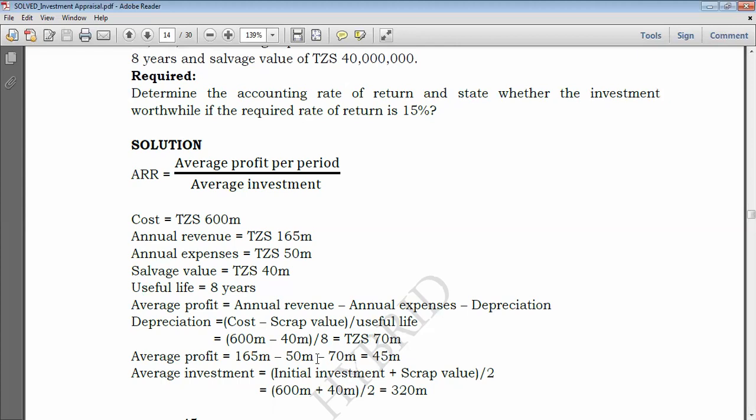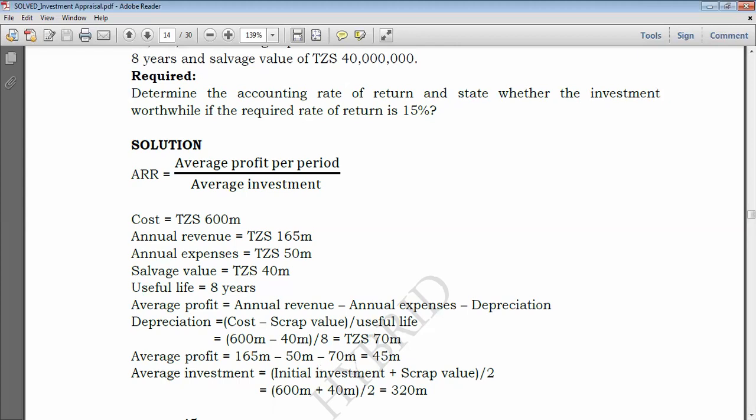So after having average profit, you only need now the average investment. Now, how do you obtain the average investment? We are told that average investment is initial investment plus final value, which is the scrap value, divided by 2. And you will arrive at the average investment, right? So if that is the case, we just take our initial investment, which is 600 million, plus 40 million, which is the scrap value, and then you divide it by 2, arriving at 320 million.